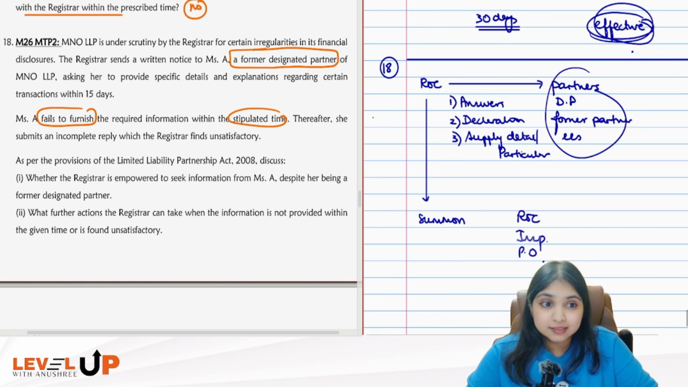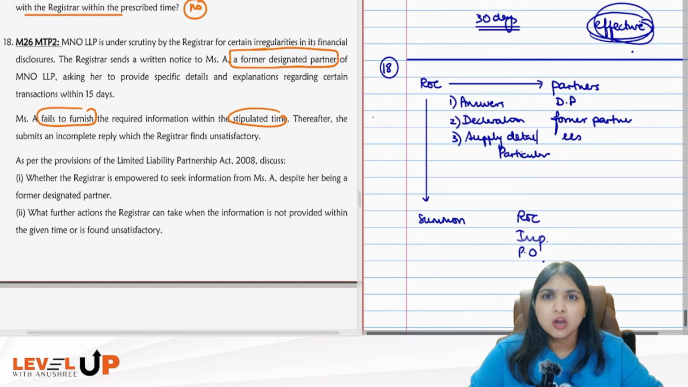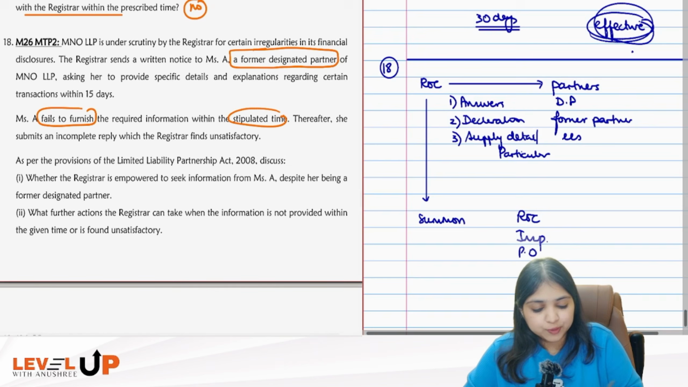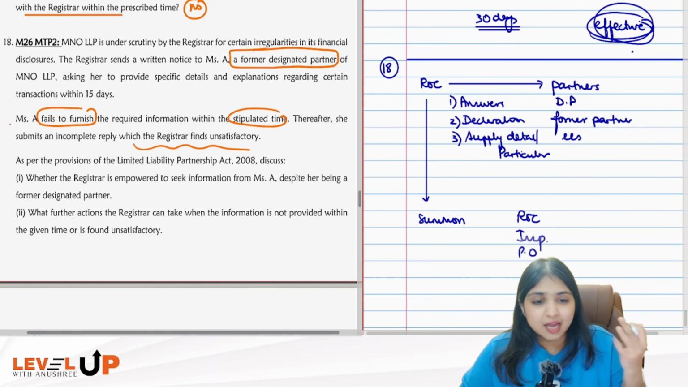So ROC can ask this person to come in front of these people and then make the declaration, or supply the particulars, or answer the question. So this is exactly what has happened over here. Miss A fails to furnish the information within the stipulated time. Thereafter she submits an incomplete reply which the registrar finds unsatisfactory.